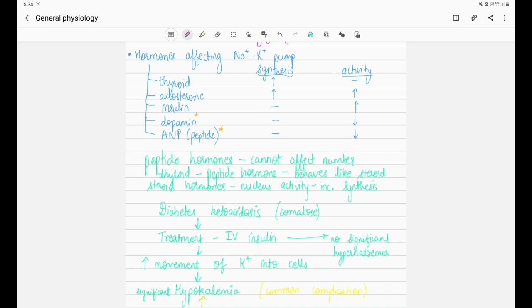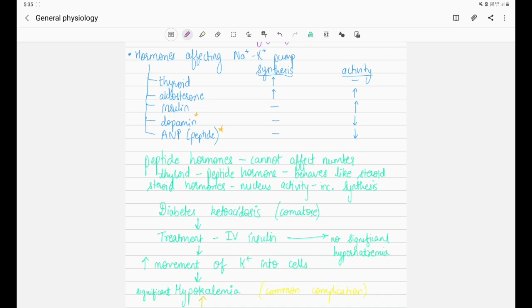Now remember one thing which will help you ahead. Peptide hormones cannot affect the number, whereas steroid hormones can affect the number. Why is this so? Because steroid hormones can enter the cell and affect nuclear activity. You have studied this in your human physiology basics, at least in your 11th standard, which tells you that steroid hormones can enter the cell and affect nuclear activity. So any synthesis-related changes will be caused by steroid hormones, whereas peptide hormones will only affect the activity and not the synthesis.